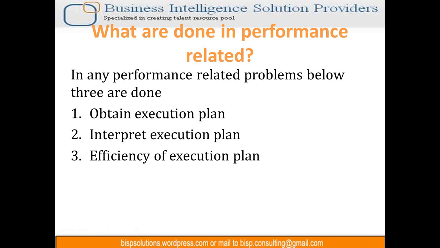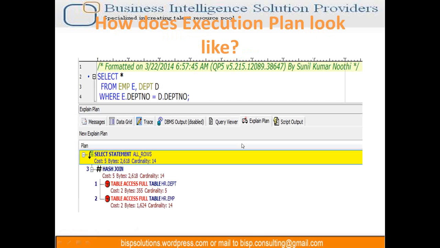We first obtain the execution plan. We know what an execution plan is now. The execution plan is the way that the optimizer has chosen to perform the requested operation, and the requested operation can be select, insert, update and delete. So the first step is that we need to obtain the execution plan and interpret it. Now I have an execution plan. I'm at this stage now. I got an execution plan.